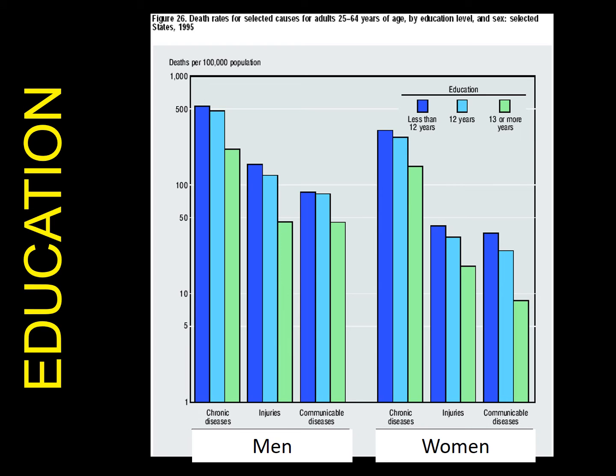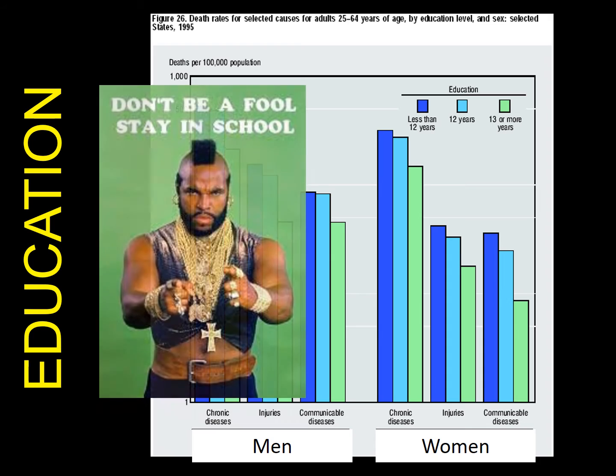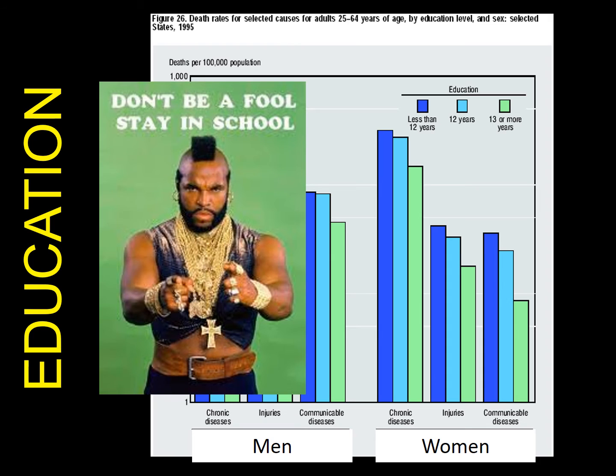And what you'll notice is that in both men and women, and for all of these different potential causes of death, you're less likely to die. Contrast that with the blue and the light blue bars. There's this stepwise decline in death rate for every cause and for both sexes as you get more education. So don't be a fool, stay in school.